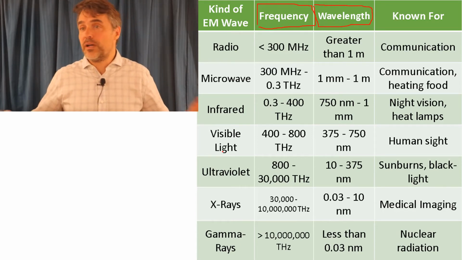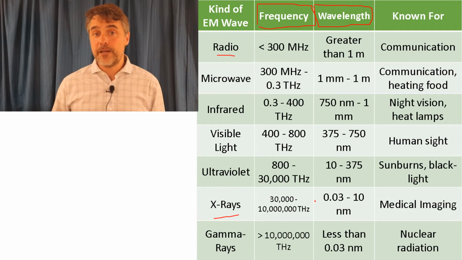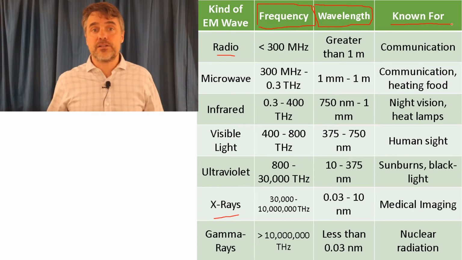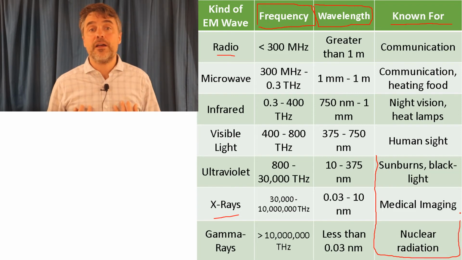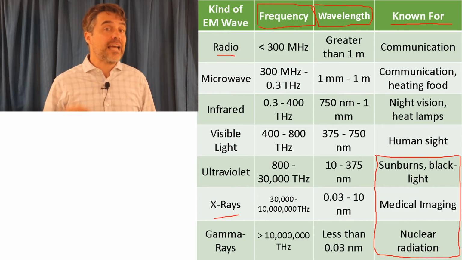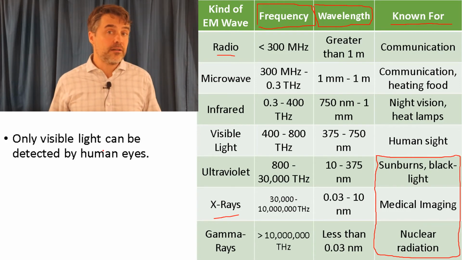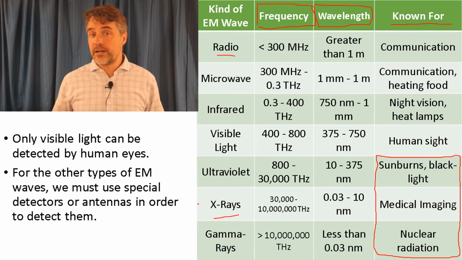The only basic difference between an X-ray and a radio wave, for example, is their frequency. The frequency of an EM wave has a big effect on how it interacts with matter and how we can detect it. For this reason, different kinds of EM waves are known for very different things. Very high-frequency EM waves, such as ultraviolet, X-rays, and gamma rays, can be harmful to our health, since the frequencies are high enough to cause chemical reactions inside our cells. Only visible light can be detected by human eyes. For the other types of EM waves, we must use special detectors or antennas in order to detect them.